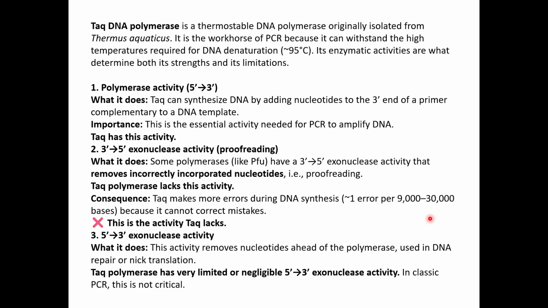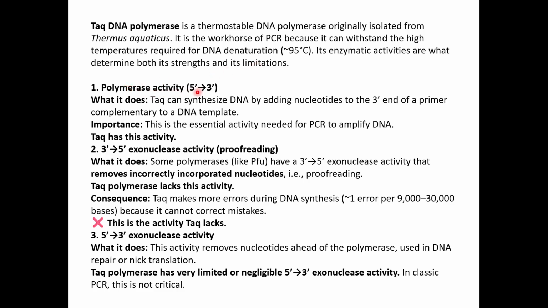Next is about Taq polymerase. Taq DNA polymerase is a thermostable DNA polymerase, originally isolated from Thermus aquaticus. It is the workhorse of PCR because it can withstand the high temperatures required for the initial DNA denaturation step, and its enzymatic activities determine both its strengths and its limitations. Though it is functional at a high temperature, it also has certain limitations.